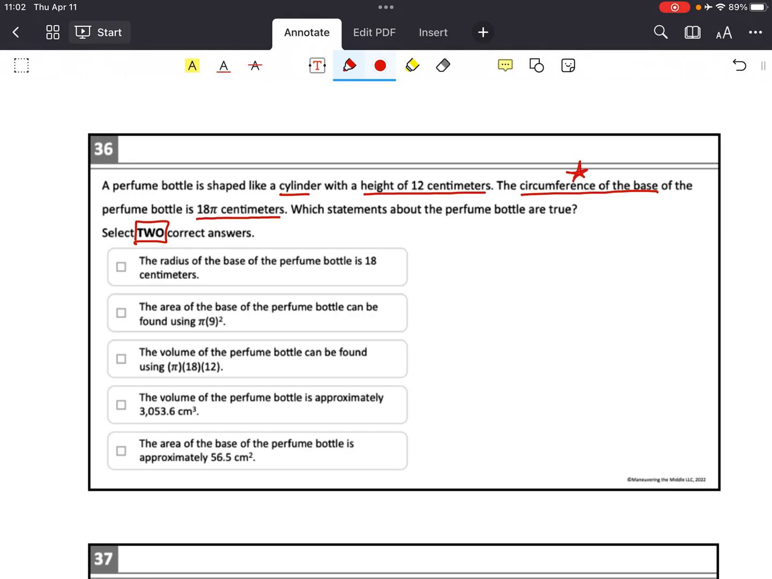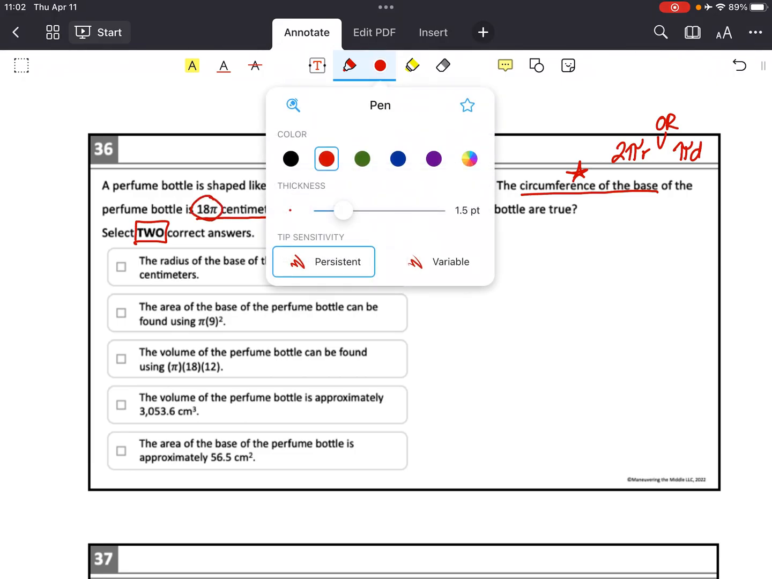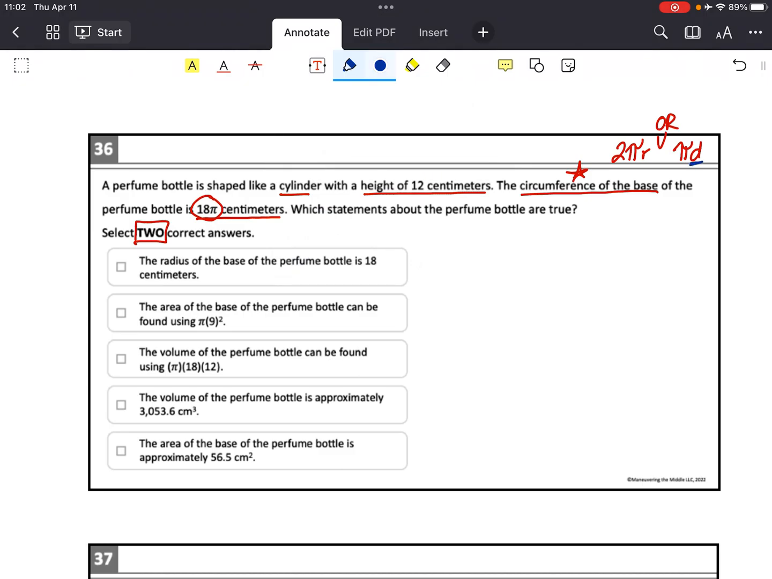There's 2 formulas for circumference. It's 2 pi r or pi diameter. So this is really a very complicated way of telling you what the radius is. So if we know that the circumference is 18 pi, that means that over here, when I have pi and then one number, that one number is 18, meaning your diameter is 18. If your diameter is 18, that would make your radius 9. So this is, again, a very complicated way of saying your radius is 9. So which 2 statements about the perfume bottle are true?